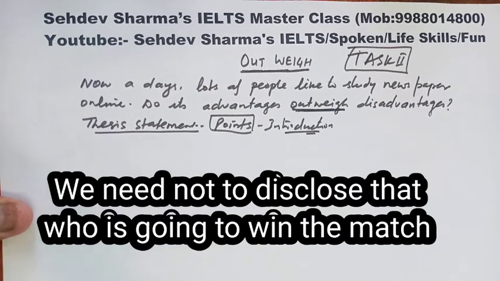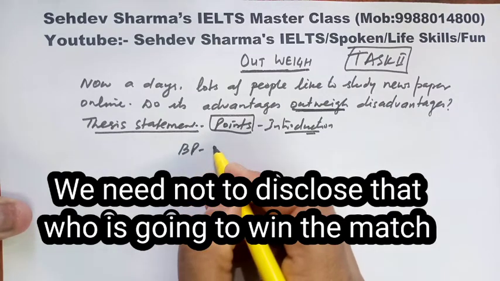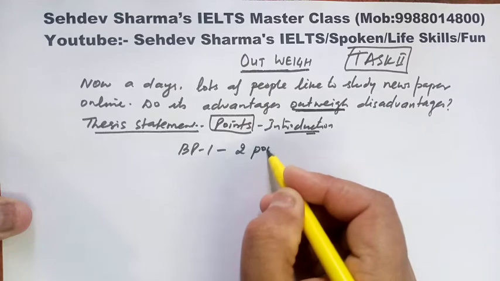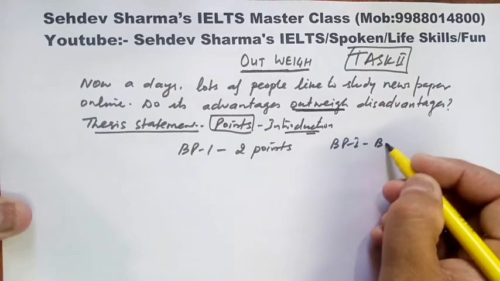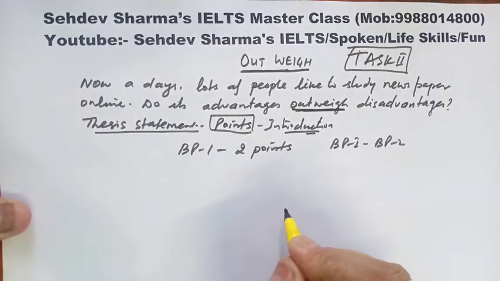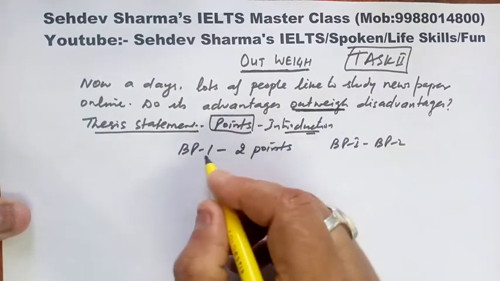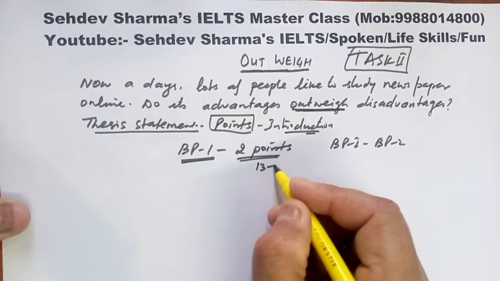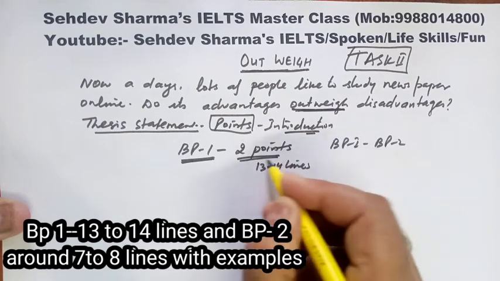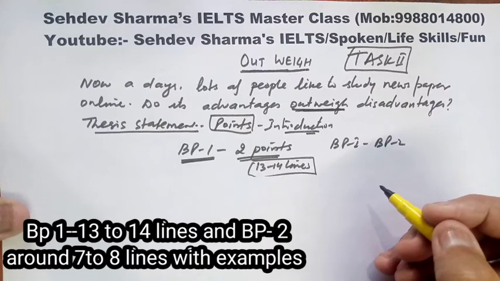So how to plan for this? This is the only pattern in your IELTS exam where I advise my students to write 2 points in BP1, right? So write 2 points in BP1 and write only 1 point in BP2. Definitely its length is going to differ now. Generally we write 10 to 12 lines in a BP. So if an outweigh question is there, in your BP1, please write around 13 to 14 lines along with example and along with your conclusion, and consequently the last line.